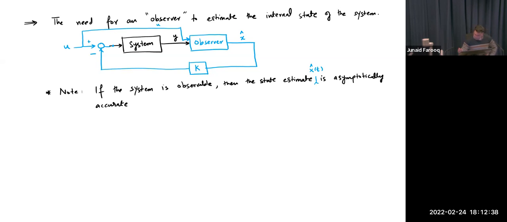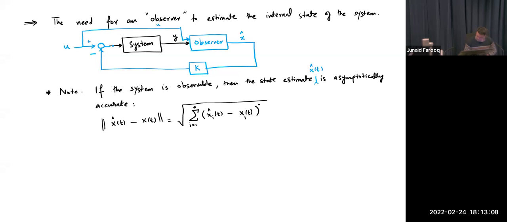Okay, so being asymptotically accurate means that if you take the norm of X hat of T minus X of T, which is essentially the square root of the summation i is 1 through n of xi hat of T minus xi of T, where i is the ith state, and you square it. This essentially goes to 0 as T goes to infinity. Right, so as time goes on, basically your original state and the estimated state converge. So that's a good estimator. And if the system is observable, this thing will happen.